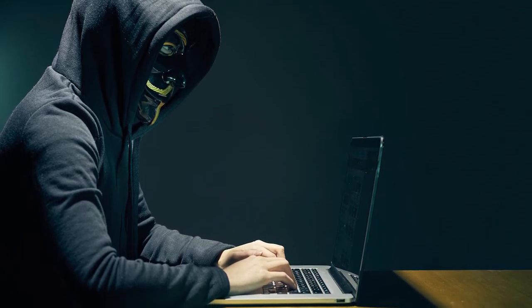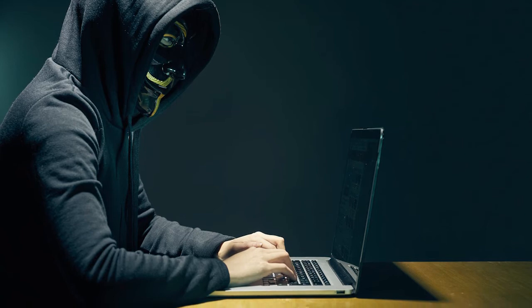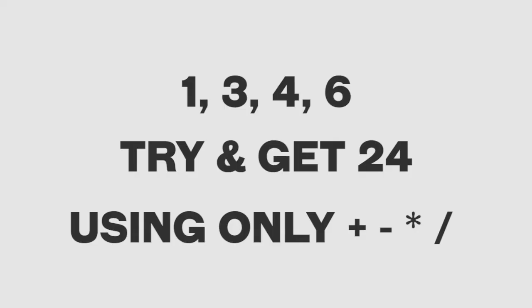So I'm going to give an example of that, and this is a problem that you can solve on your own. Using the numbers 1, 3, 4, and 6, try and get the number 24 by using the four basic maths operations of addition, subtraction, multiplication and division, and I will reveal the answer at the end of this podcast.